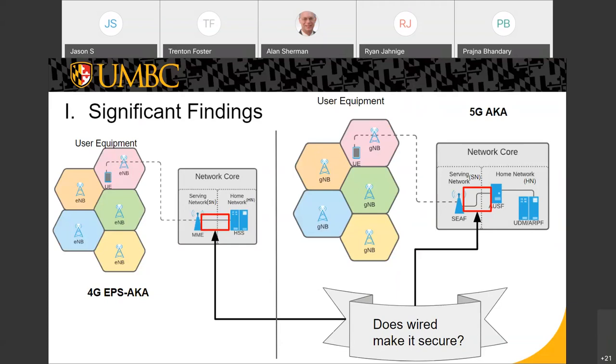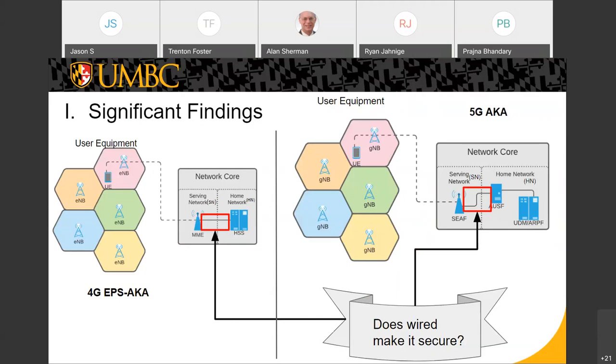Now, we did verify that all of the issues with 4G were solved in 5G, but the 5G AKA documentation states that the channel between the serving network and the home network, as we have highlighted in red, is confidential and authentic. Though they do not say how exactly they are confidential and authentic. We're assuming that maybe it's because it's a wired connection, but does being a wired connection make it secure?